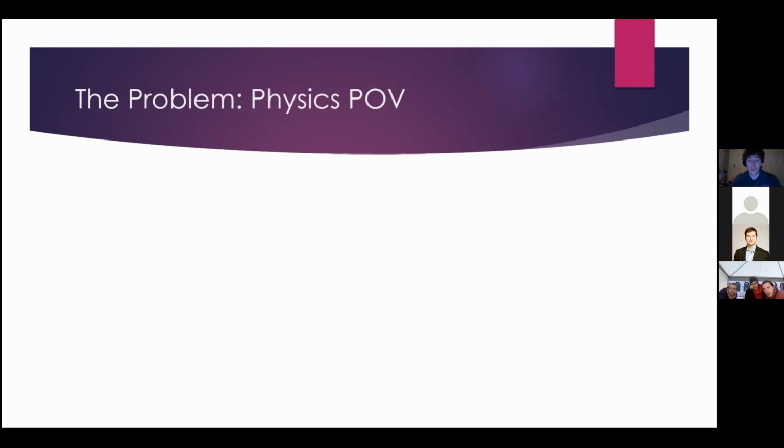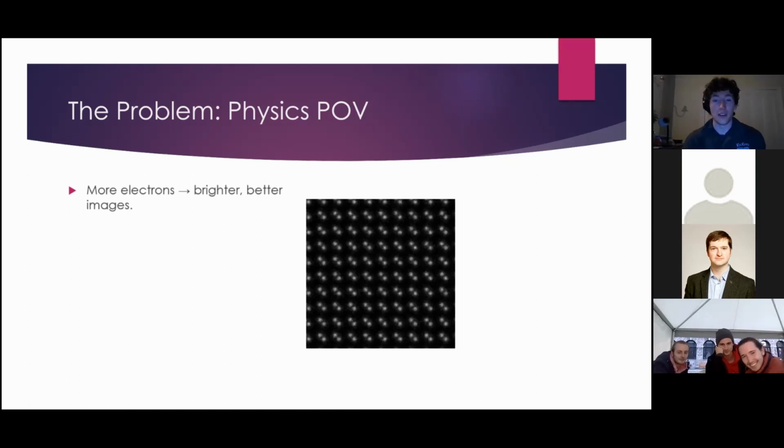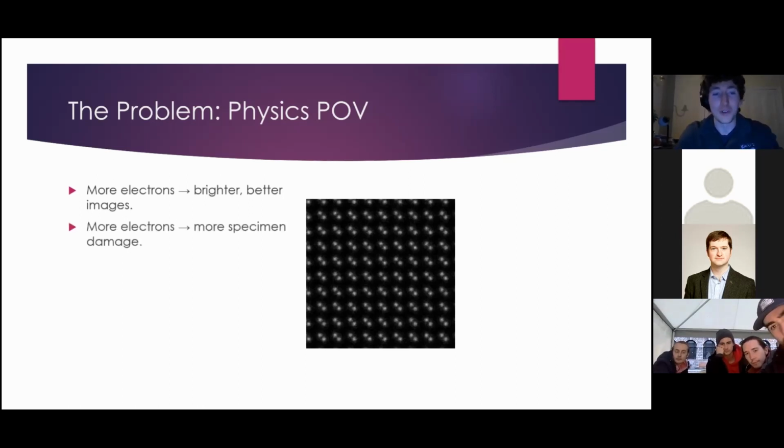So let's have a look at the problem from the physics point of view. We take images like these. Basically, the more electrons you use, the larger the current, the brighter and better the images are for material characterization. You get to see more details, greater delineations between atoms. The vacuum is darker between images, and you can just get more information from them. The problem is the more electrons you use, the more damage you cause your specimen. And there's plenty of materials that are really chemically interesting, but when you put them in what is essentially a small scale particle accelerator, they don't hold up all that well.